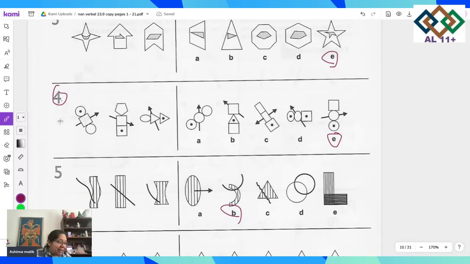Looking at number 4 again, this question I marked as a big circle, because everyone in our tuition got this one wrong. And the reason for getting this one wrong is because everybody gets confused when you have a question like this.